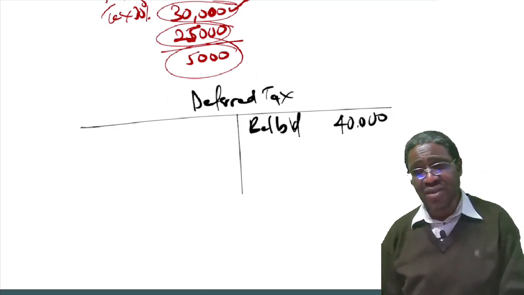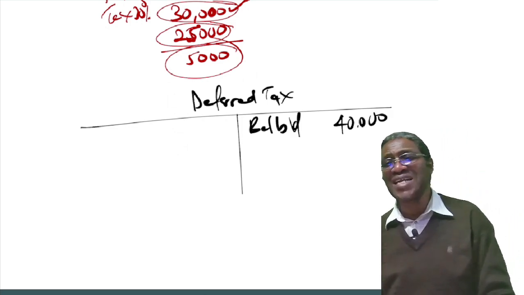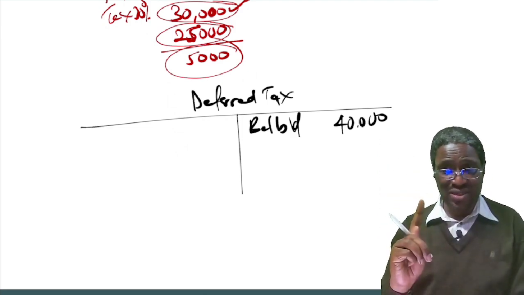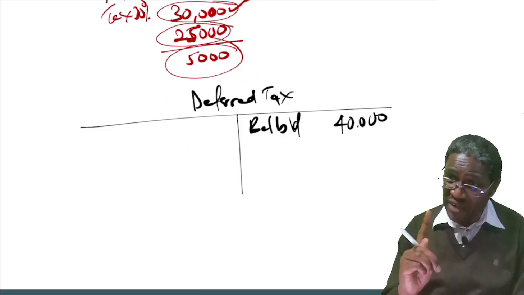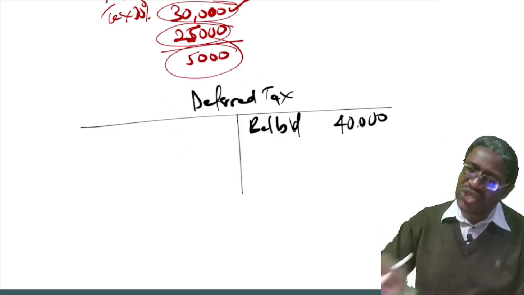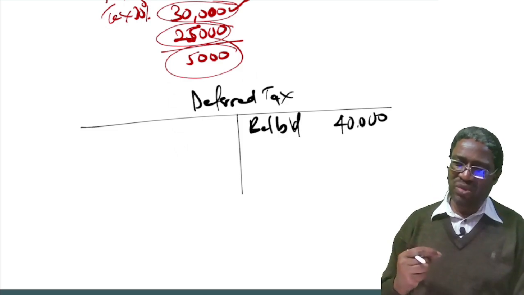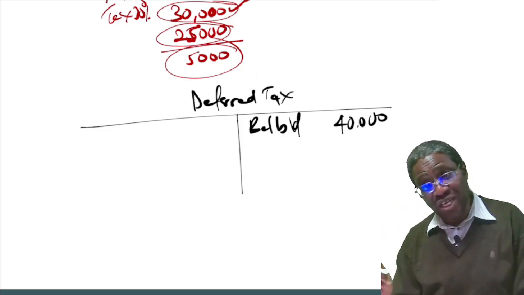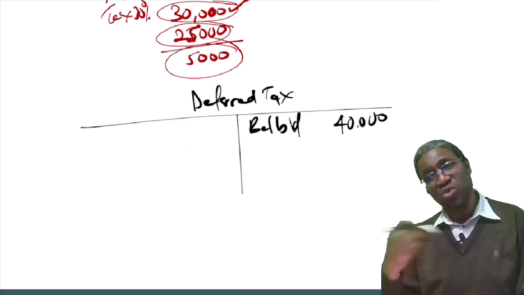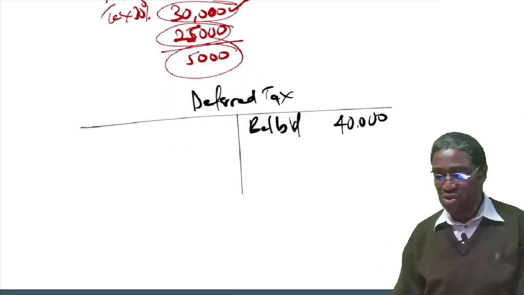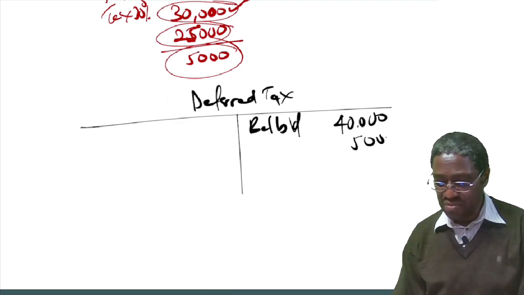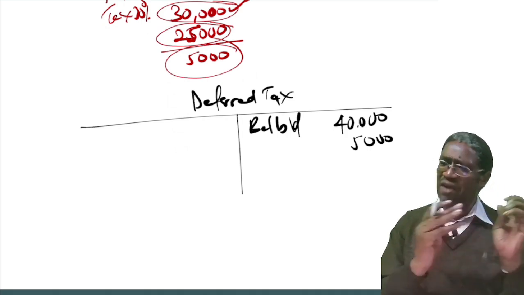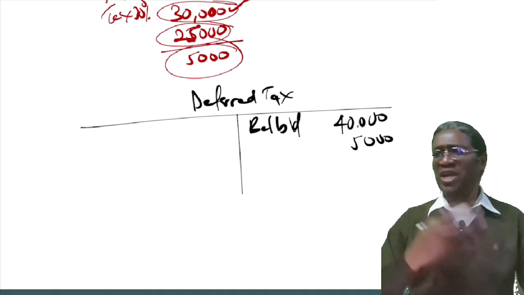Now this year, you are being required to defer another 5,000. Listen. So to defer 5,000, in other words, increase your liabilities to be paid in the future by 5,000, to create a liability, of course, you know a liability is always a credit balance. So you'll credit this account by how much? By 5,000.